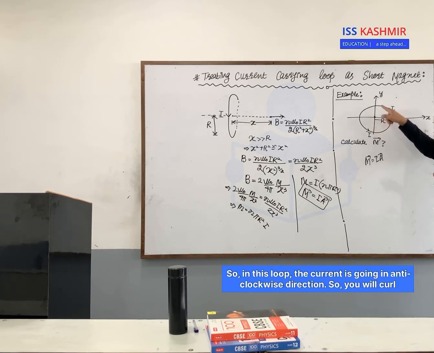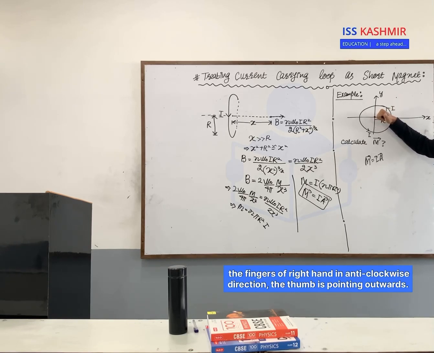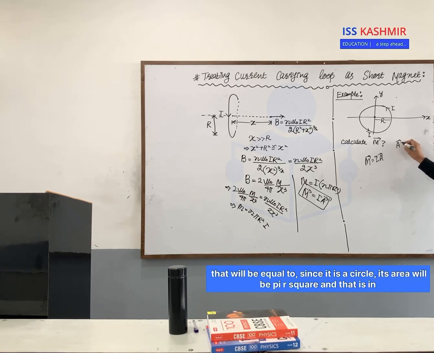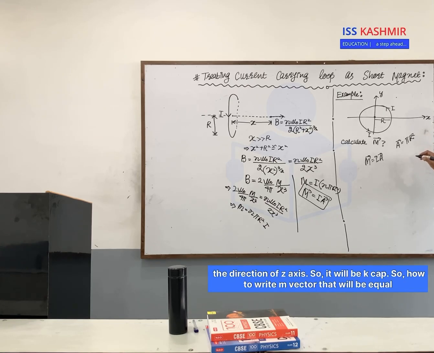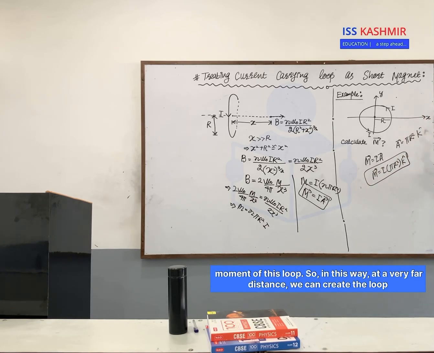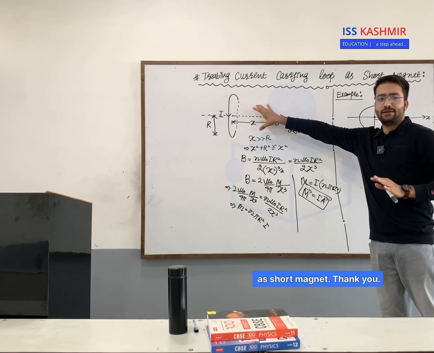So in this loop, the current is going in the anti-clockwise direction, so you will curl the fingers of your right hand in the anti-clockwise direction, and the thumb is pointing outwards. This is x, this is y, so outwards will be the z direction. So the area vector I can write as, since it's a circle, its area will be pi r square and that is in the direction of the z axis, so it will be k cap. So how to write the m vector? That will be equal to current multiplied by pi r square into k cap. So this will be the magnetic dipole moment of this loop. So in this way, at a very far distance, we can treat the loop as a short magnet. Okay, thank you.